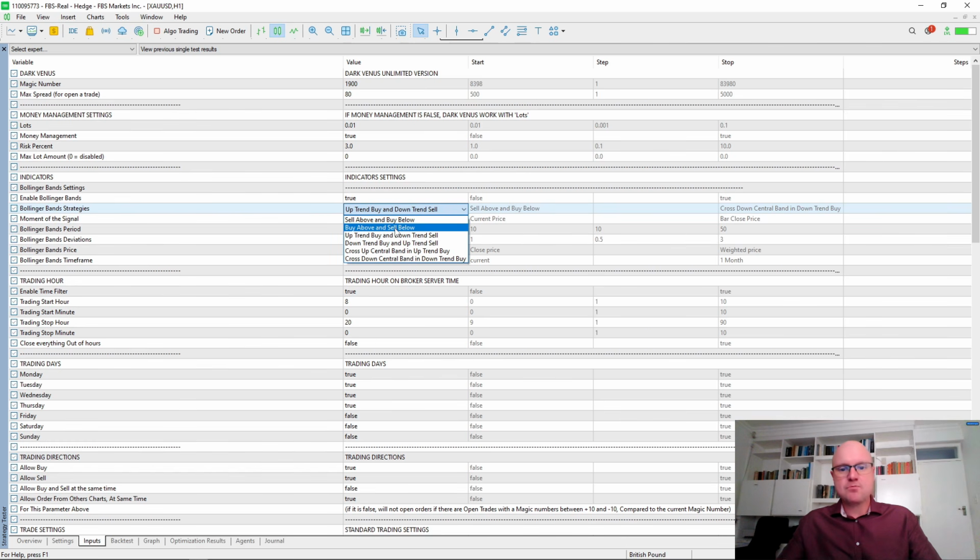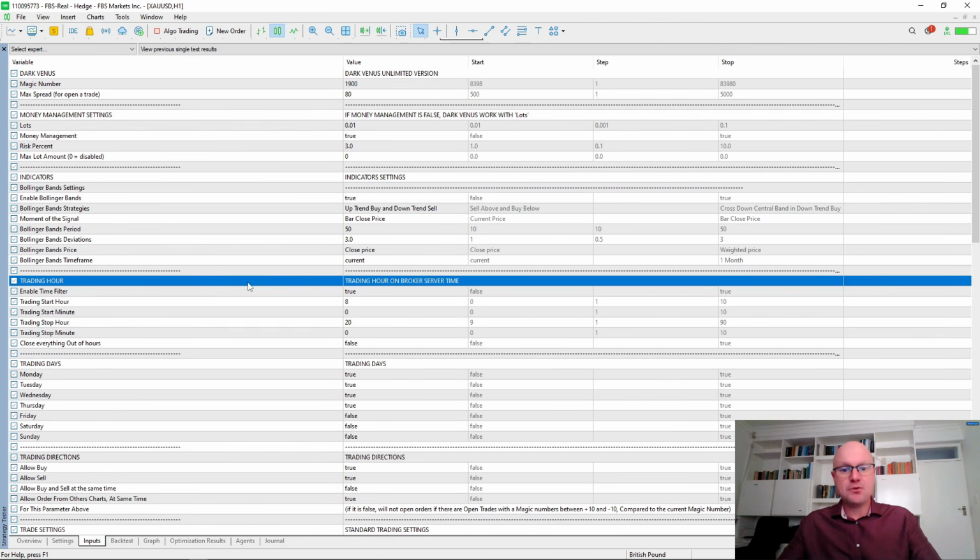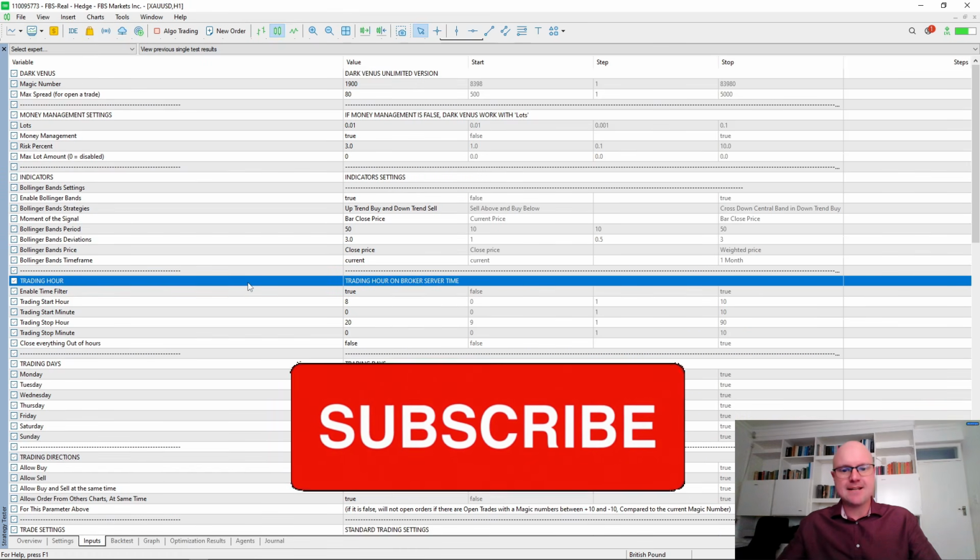Now for this, I follow using a trend following strategy with a Bollinger Band period set at 50 with a standard deviation of 3. Then the next important thing is our trading hours according to broker server time. And for these examples, I'll be using GMT plus 3 as the broker server time. And I've set up Dark Venus to start trading at 8 o'clock in the morning until 8 o'clock at night.